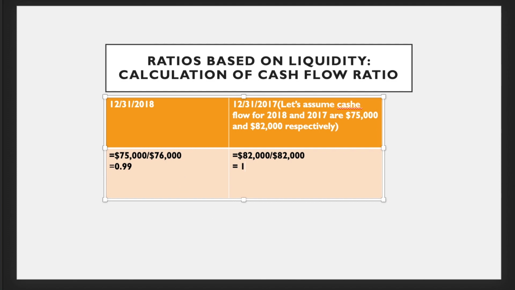A higher ratio greater than 1 is generally preferred by investors, analysts, and creditors, as it means an ability of a firm to cover its short-term liabilities as they come due. A ratio less than 1 indicates cash flow problems.